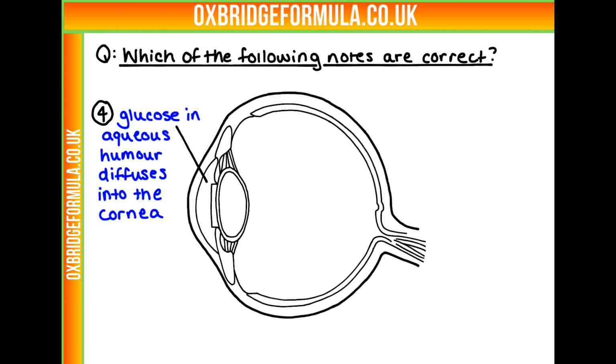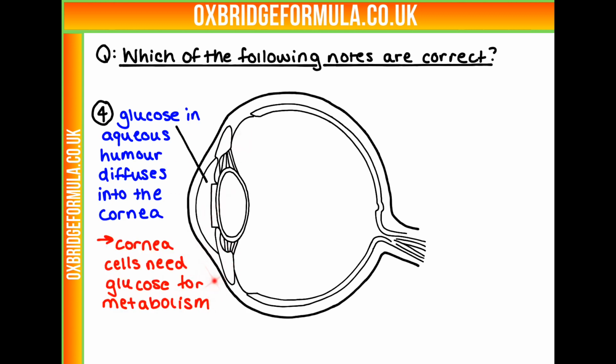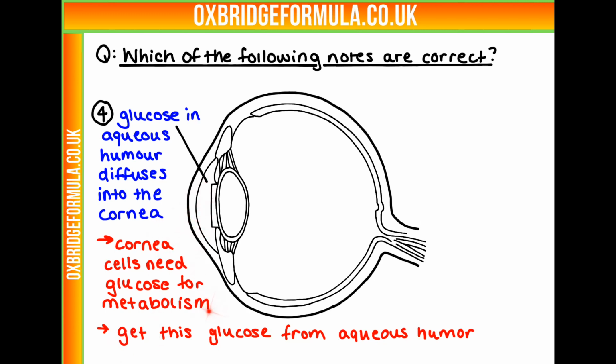Our fourth note is that glucose in the aqueous humour diffuses into the cornea. Now, we know that the cornea needs glucose for metabolism to keep its cells nice and healthy. And where is it going to get that glucose from? Well, the only place that's really near to it is going to be the aqueous humour there. So this is going to diffuse into the cornea. So this must be correct. Therefore, our answer is D.